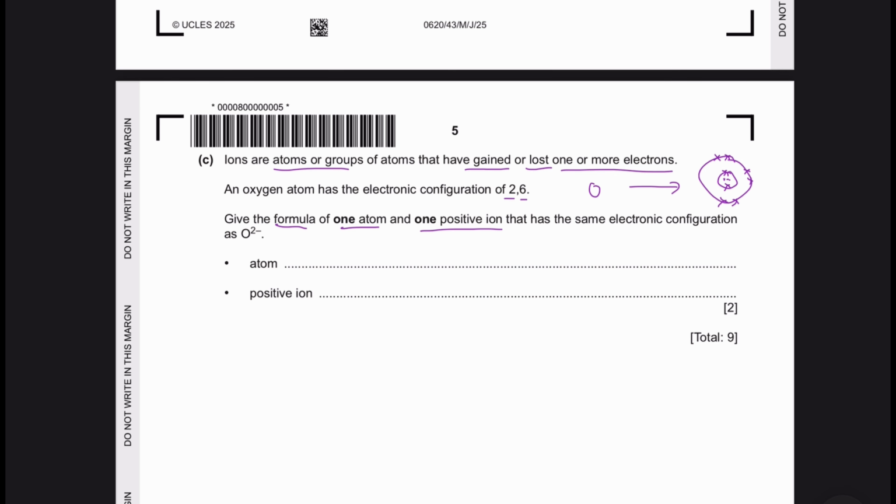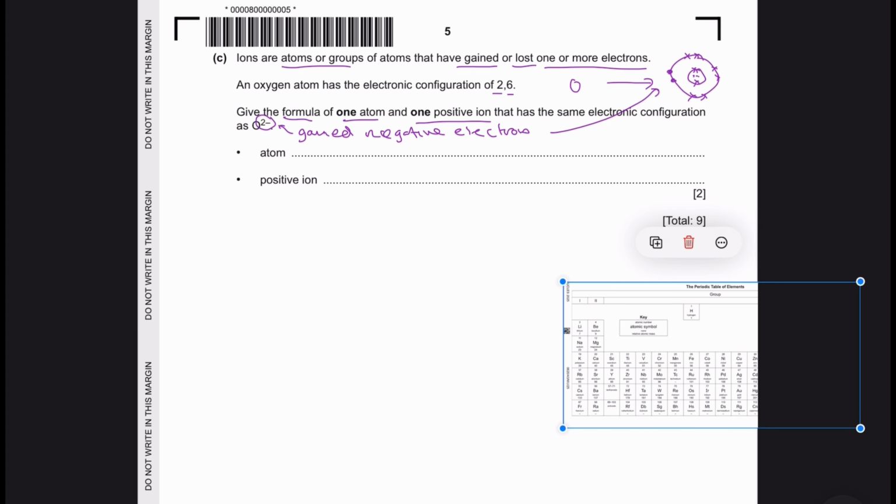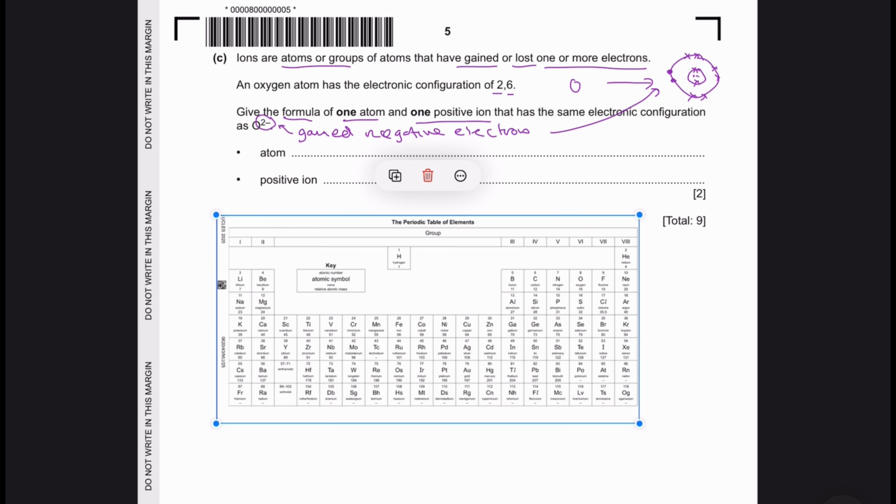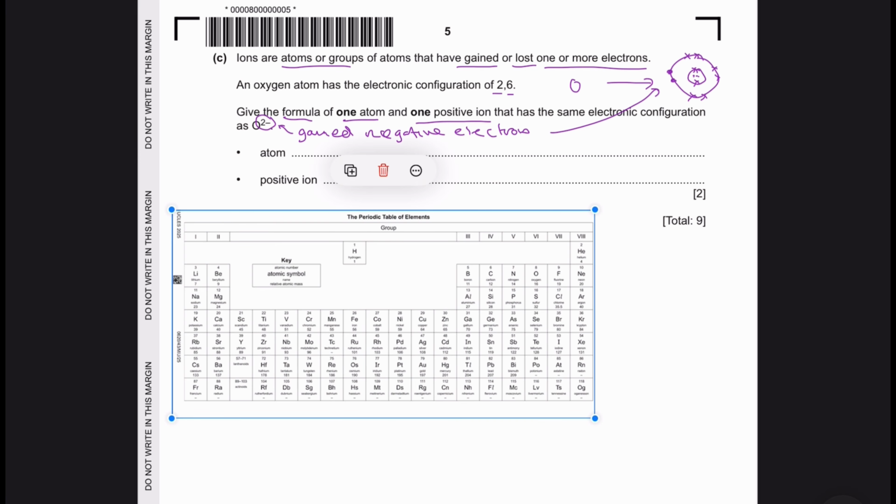Right, 2-. Has it gained electrons? Has it lost electrons? Here it's gained negative electrons. So they've probably gained this from a metal or something like that. So I'm just going to draw 2 extra electrons on our little diagram to the right. So now we're looking for a full second shell, which means we're going to be in group 8 or group 0.